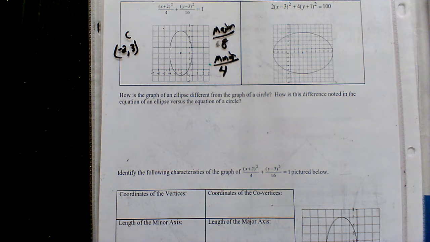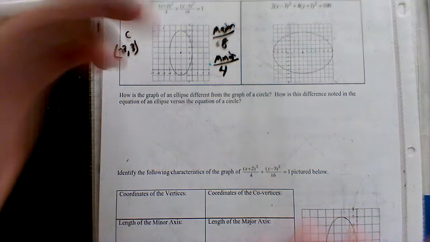What are some differences from the ellipses to circles? Go ahead. The circle has one radius, but the ellipse has 2 different ones. Very good. That's really important. So a circle has a radius that's the same the entire way around the circle. But an ellipse, we're finding these 2 different measurements called the major axis and minor axis. So there's actually different lengths between the center and the outside.